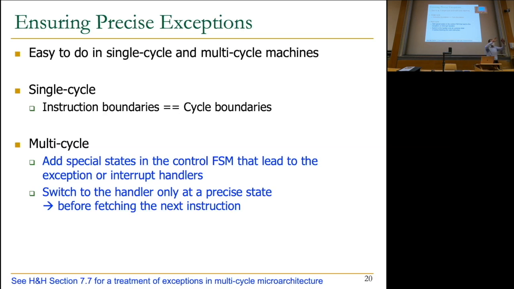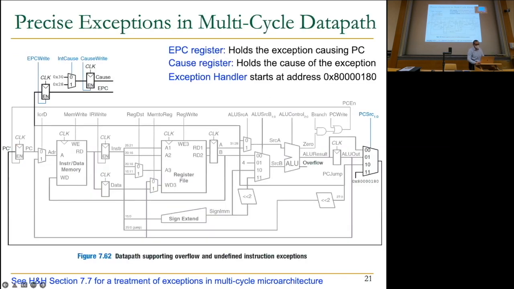Remember that we had the finite state machine where there's a fetch state and then decode, and then you basically execute an instruction, and then you go back to the fetch state. You'd better switch to the handler before you fetch the next instruction, not in the middle of the instruction execution. That's the idea, basically. So this is from your book, from your readings.